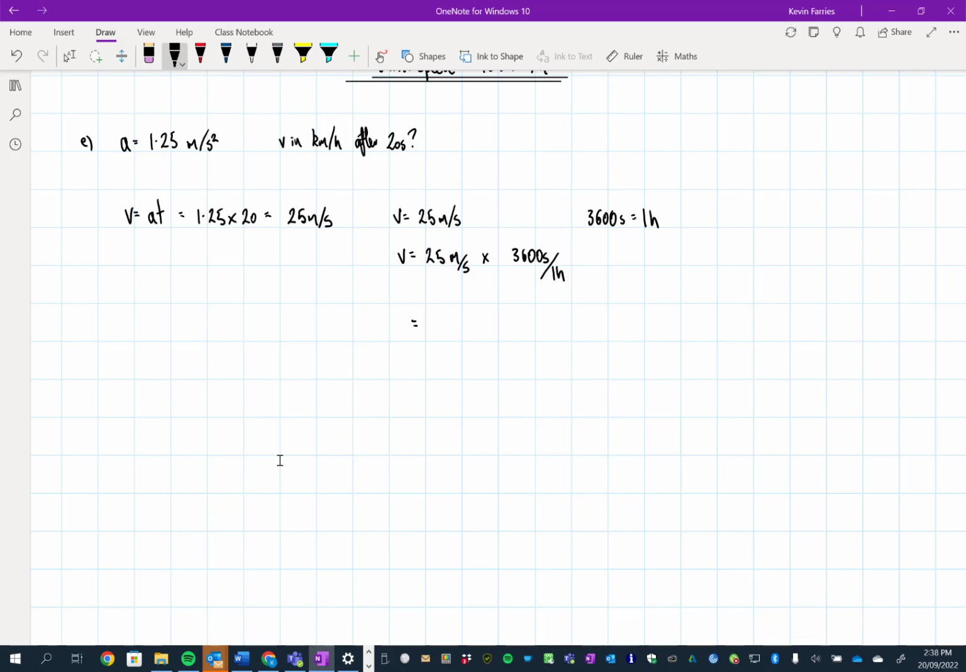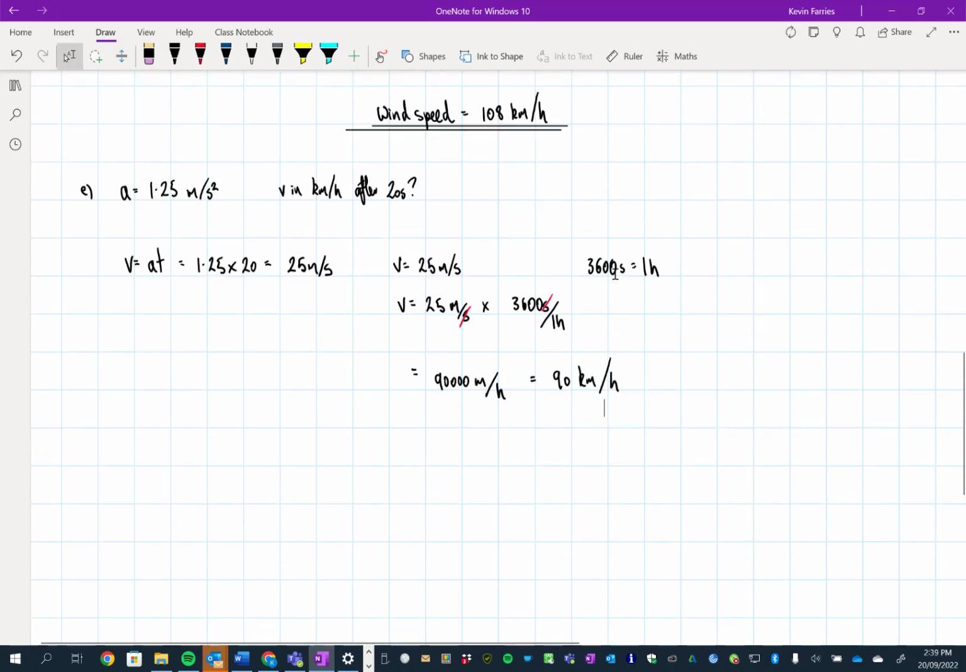25 times 3,600, which is equal to 90,000 meters per hour, because the seconds cancelled out, so I'm left with meters per hour. And so we don't really need to do the fraction. We can just say, well, it's 90,000 meters, so that must be 90 kilometers per hour is going to be the velocity of the car after 20 seconds. It's going pretty fast.